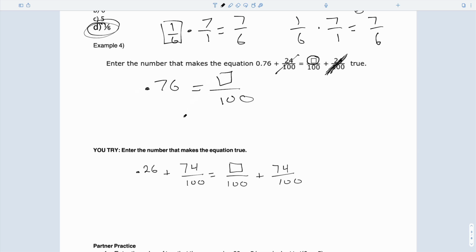Well, 0.76 is the equivalent to what fraction? Elliot. 76 hundredths. Yeah, so when you rewrite it like this, well, what would the top number be? It would be Elliot. 76.